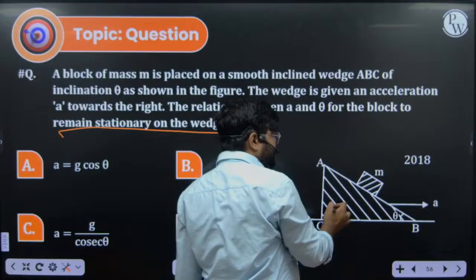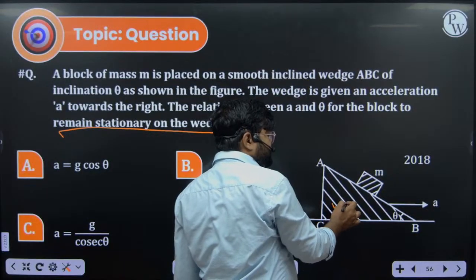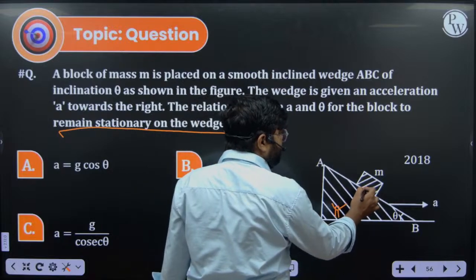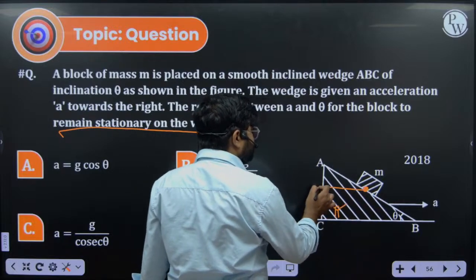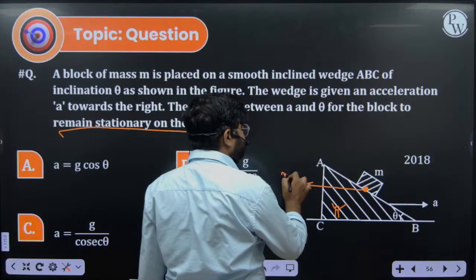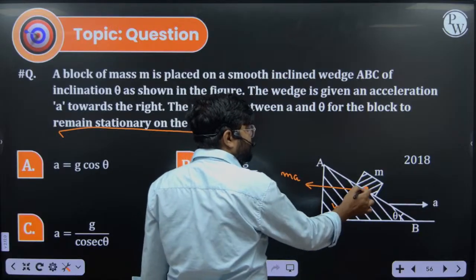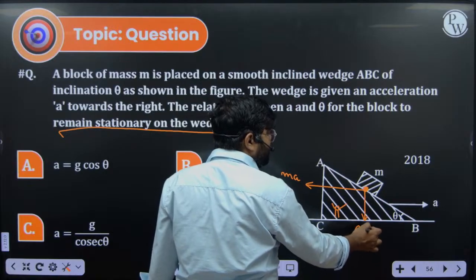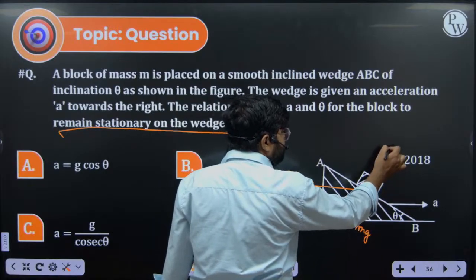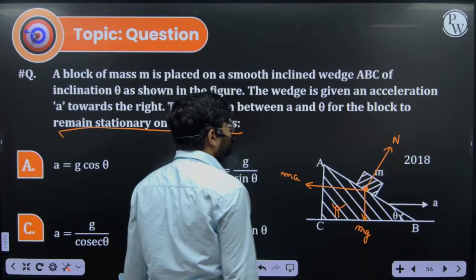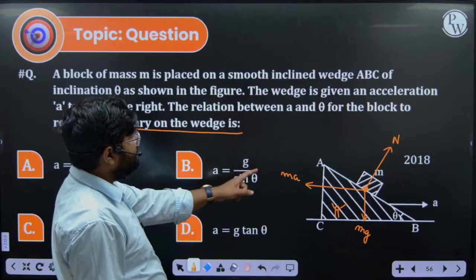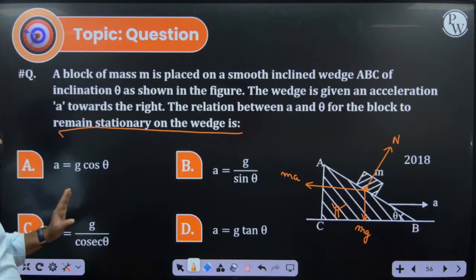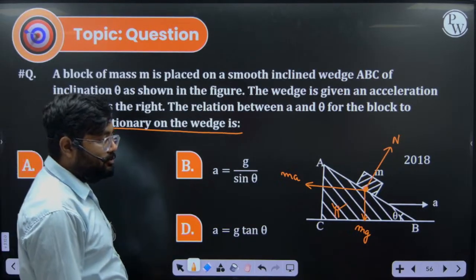So the best way is to solve in the wedge frame, and so we have to apply a pseudo force ma, and obviously mg is acting, and normal reaction is already acting here. We have to find the relation between a and theta. If you see the options, a and theta are there, normal reaction is not there, so we have to eliminate normal reaction.